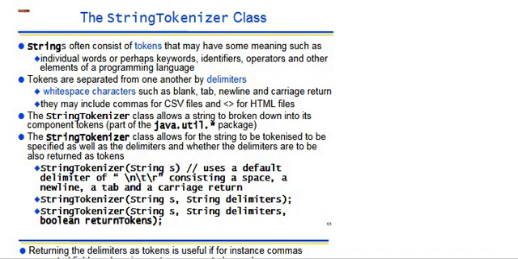So we have various constructors in StringTokenizer. The tokens are separated from one another by delimiters. Basic delimiters are white space characters such as blank, tab, new line and carriage return. Even they may include commas for various types of files.